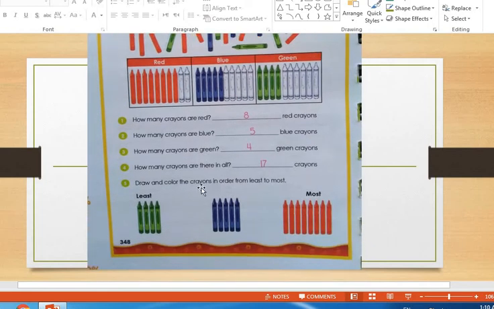Right, excellent. So I have here draw and color the crayons in order from the least to most. The least color here will be green, because green has 1, 2, 3, 4 crayons. 4 crayons. Then comes in order the blue. 1, 2, 3, 4, 5, Miss. So comes the red. 8. 1, 2, 3, 4, 5, 6, 7, and 8. Bravo.